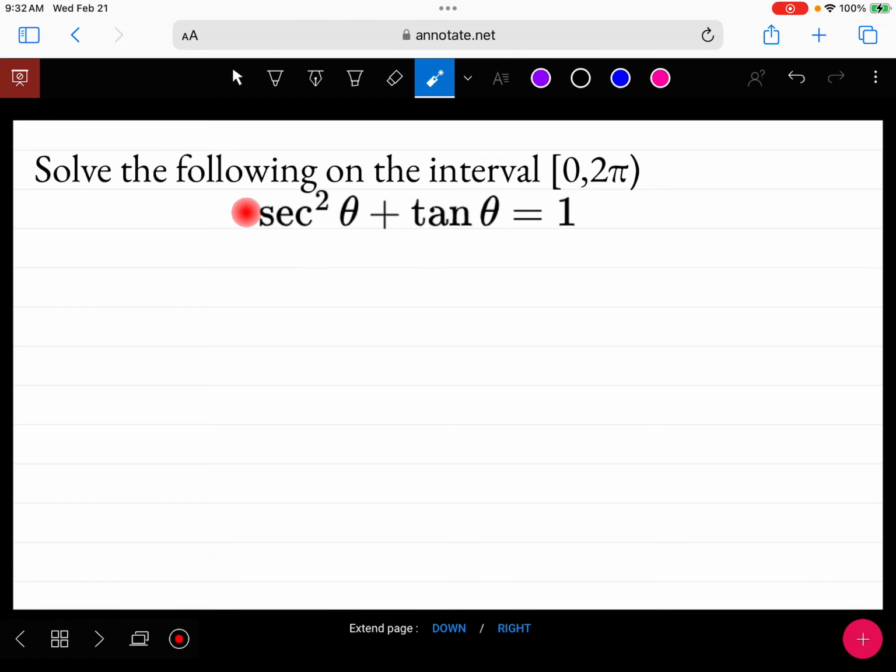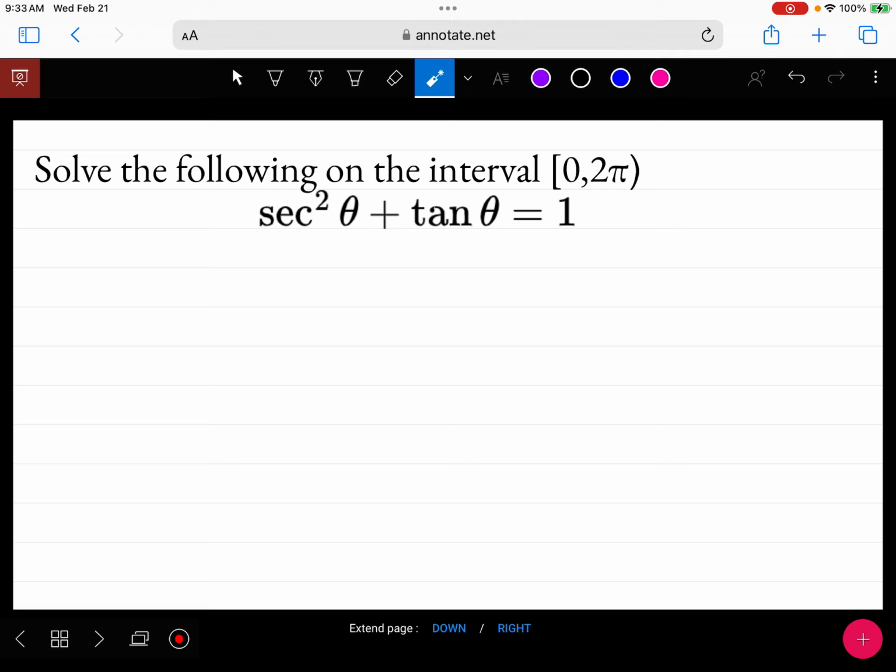Whenever we see something where we have both a squared term and a linear term, we're going to want to try and factor something. So I have a secant squared thing and another trig function. So I have a squared trig function and a non-squared trig function, which means we're going to try and factor something. Yes, Jim?